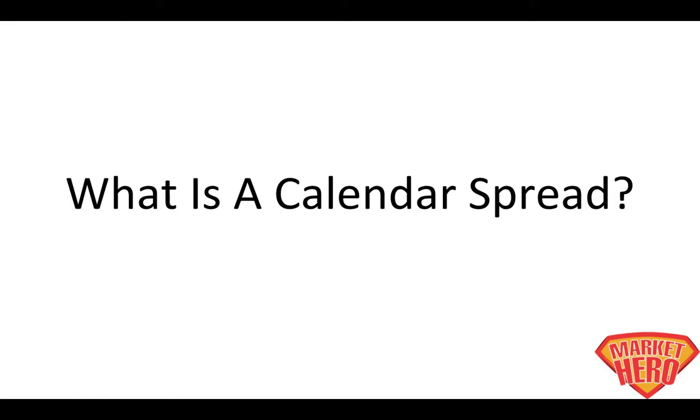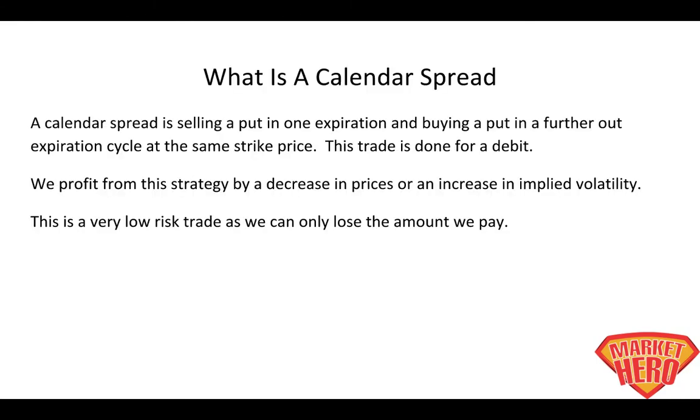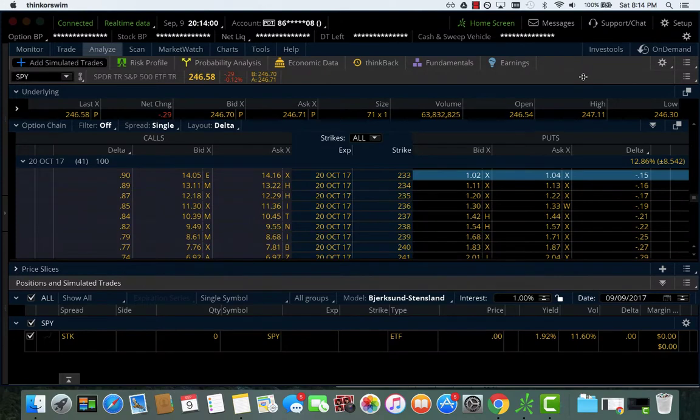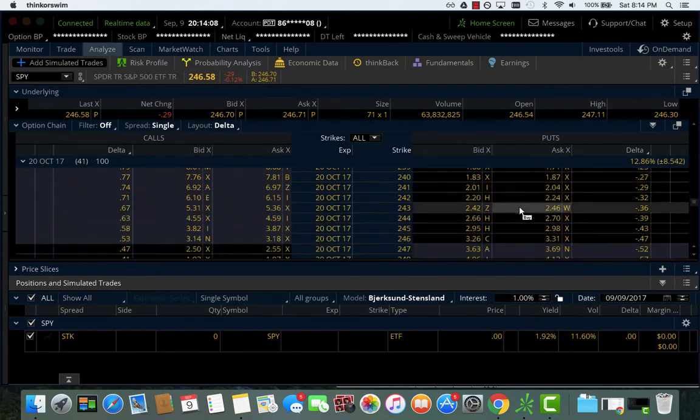However, volatility isn't greater than average all the time, and there are times when volatility is lower than average, right? One of the strategies that we like to employ when volatility is lower than average is a calendar spread. For those who don't know, a calendar spread is selling a put in one expiration cycle and buying a put in a further out expiration cycle at the exact same strike price. This trade is done for a debit, where most of the time we're receiving a credit. Here, for the calendar spread, we're actually paying to do so.